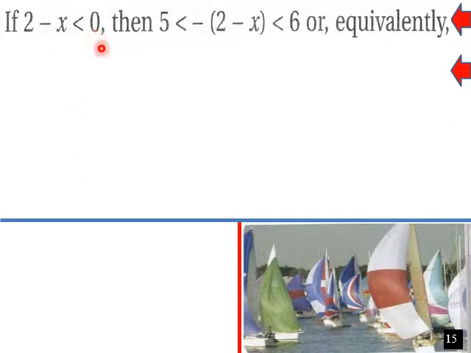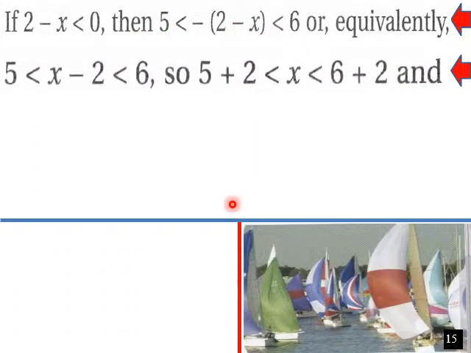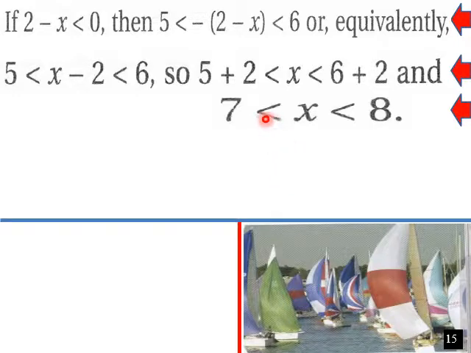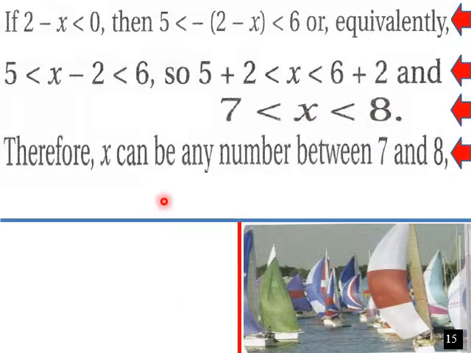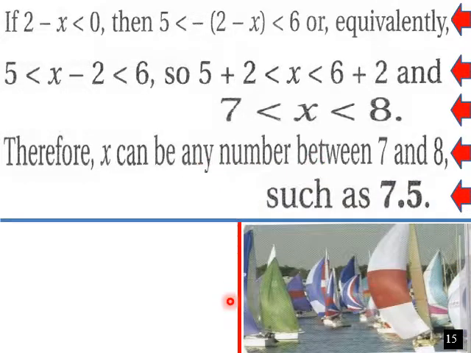If 2 minus x is less than 0, then 5 is less than negative (2 minus x), which is less than 6, or equivalently, 5 is less than x minus 2, which is less than 6. So 5 plus 2 is less than x, and x is less than 6 plus 2. 7 is less than x, and x is less than 8. Therefore, x can be any number between 7 and 8, such as 7.5.